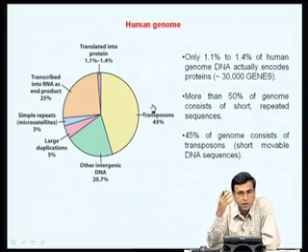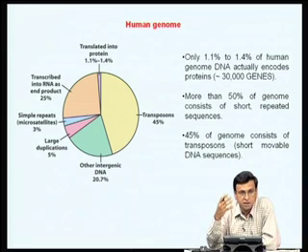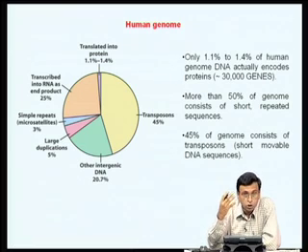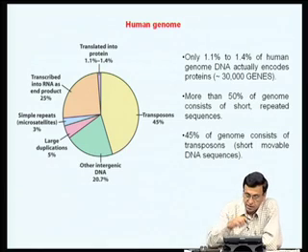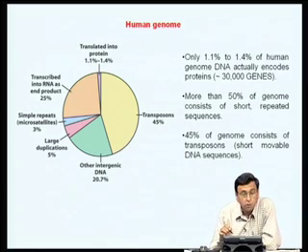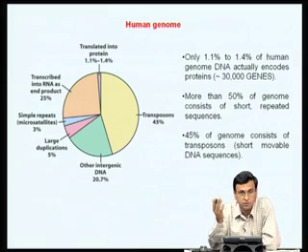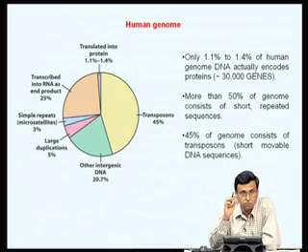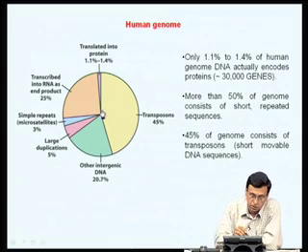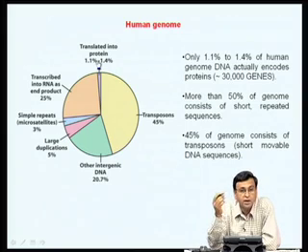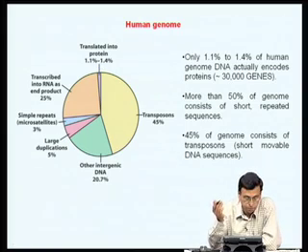Let us now take a look at what the human genome sequence data told us. The human genome sequence told us that only 1.1 to 1.4% of the human genome DNA actually codes for proteins. That means only a very small fraction of the human genome is involved in coding for proteins. There are the protein coding genes, as I have shown here. So only 1.1 to 1.4% of this entire genome is actually translated into proteins.